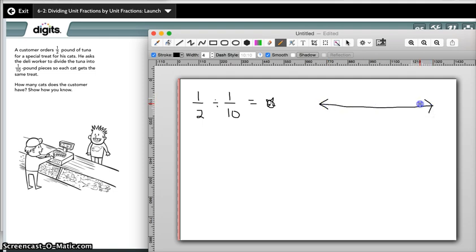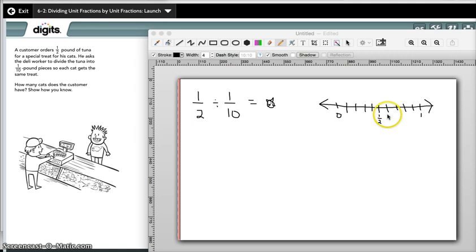And if this is 1 and this is 0, this would be 1/2. In order to do this, we would need to be dividing by 1/10. So we would need to break this up into tenths. 1, 2, 3, 4, 5. And then I just went ahead and drew 6, 7, 8, 9, and 10. So now I have the 10 spaces.